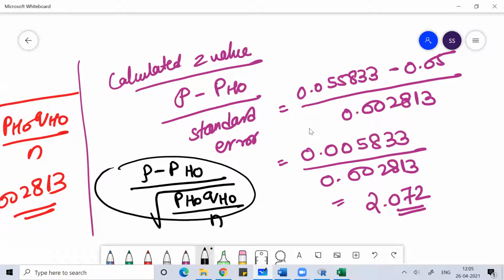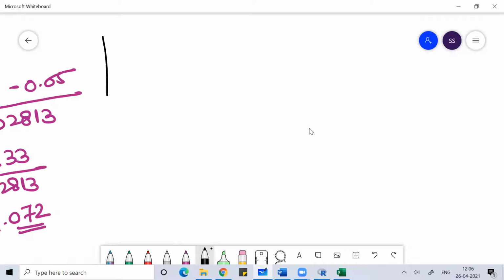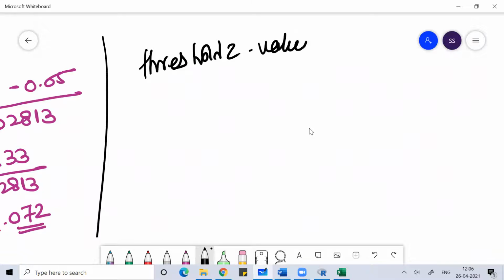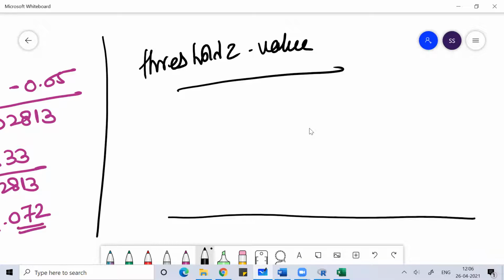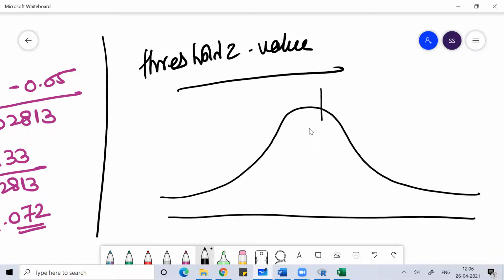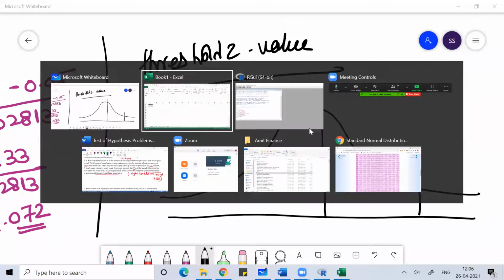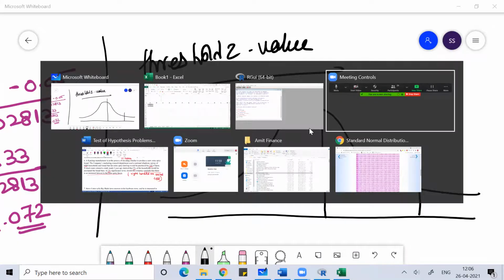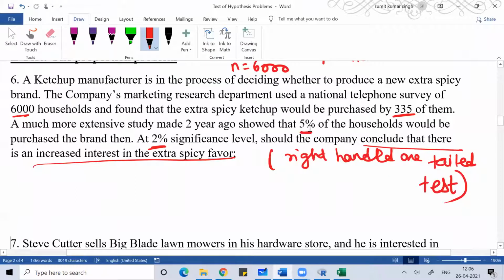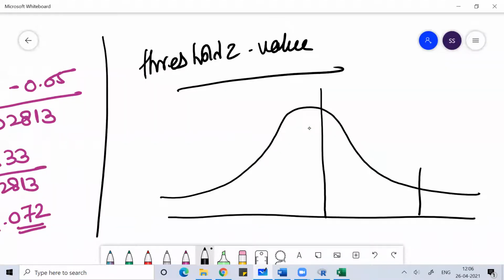So once you get this calculated Z value of 2.072, I'll compare it with the threshold Z value. So this is a one tail test, right? This is a right-handed one tail test, where your level of significance is 2%, 0.02.